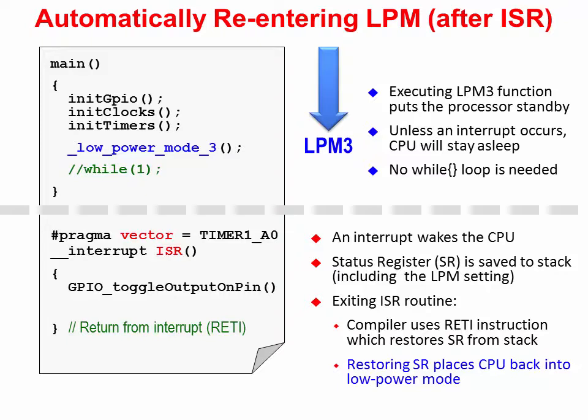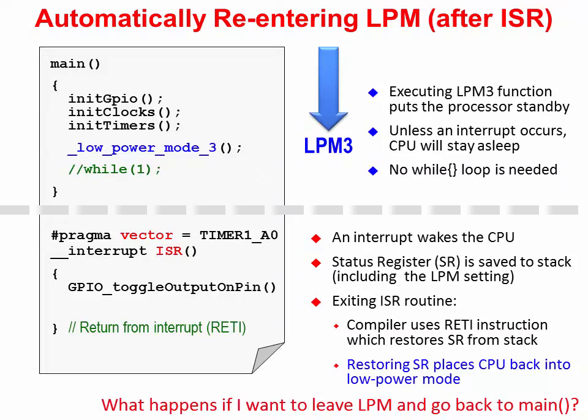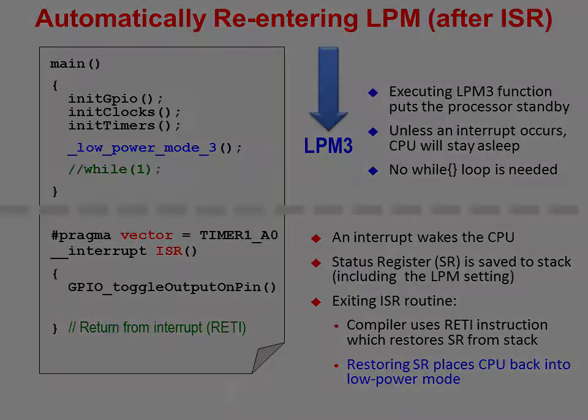Okay, so all of this is great, but what happens if I want to come out of a low power mode and return to my main routine after an interrupt? I mean, we said in the interrupt chapter that we shouldn't do a lot of heavy-duty processing in an interrupt service routine, so how can I get back to main to perform my follow-up processing?